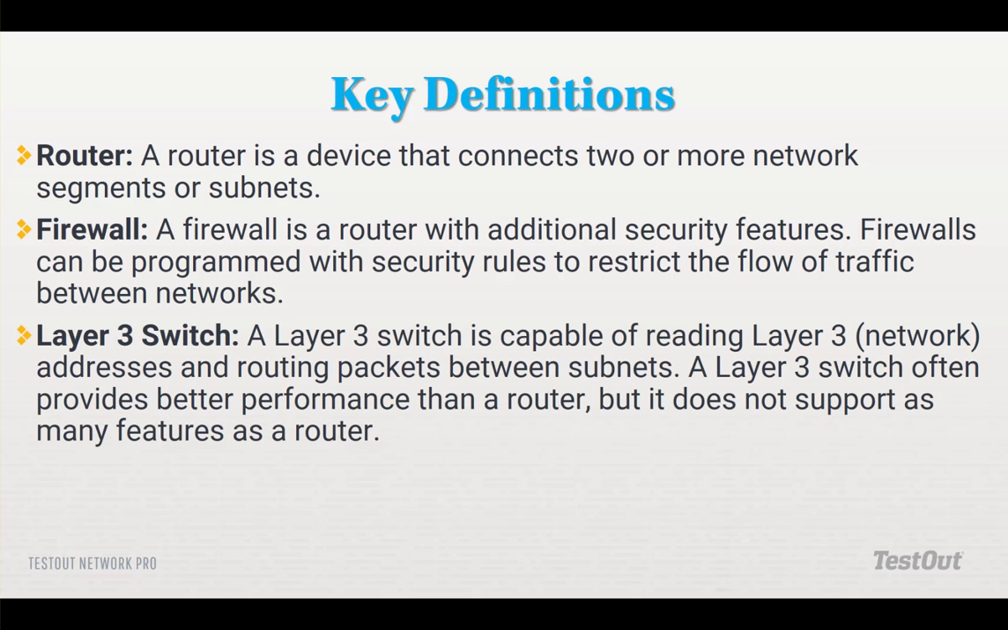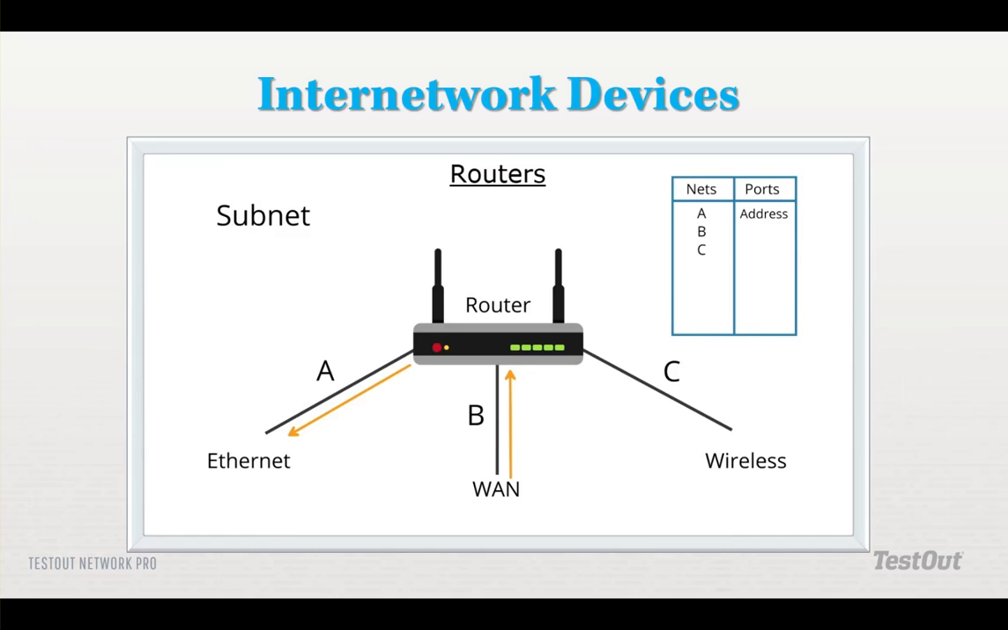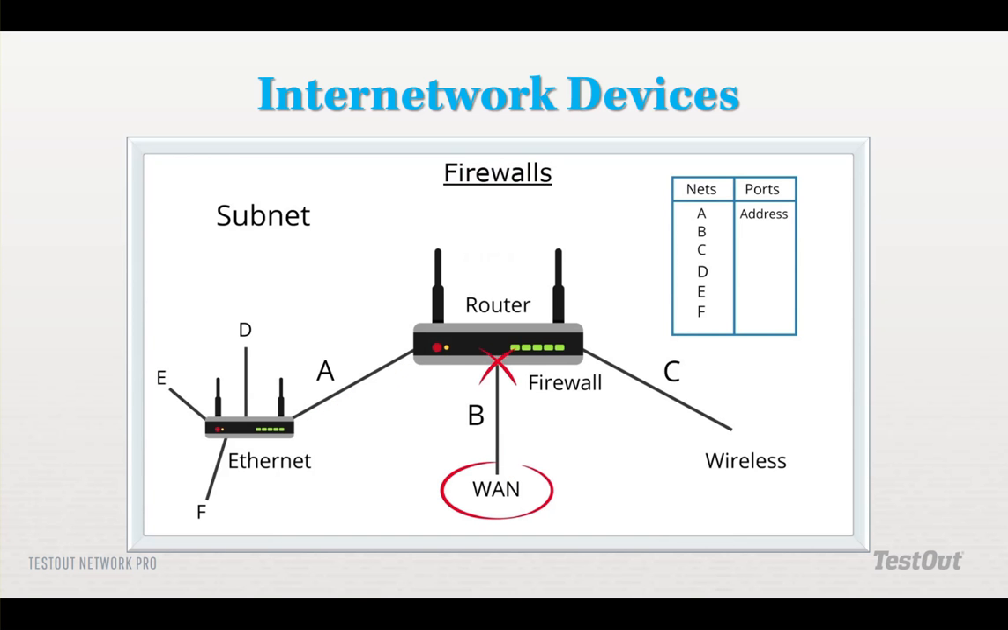So again, a firewall is a router with additional security features, and it can be programmed with security rules to restrict flow of traffic between networks. Your firewall is what goes out to the internet, the very last device in there. Again, a layer 3 switch is basically the same thing as a switch that allows routing. So you can see we have a router here and it has 2 separate subnets in here. And then we have the WAN itself.